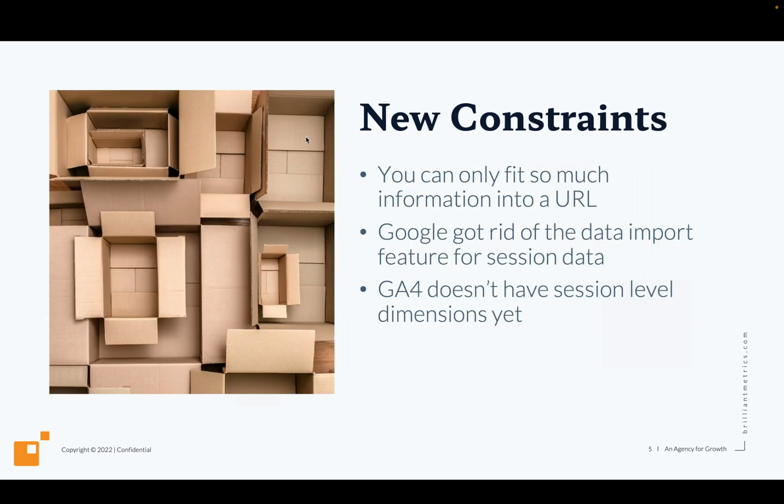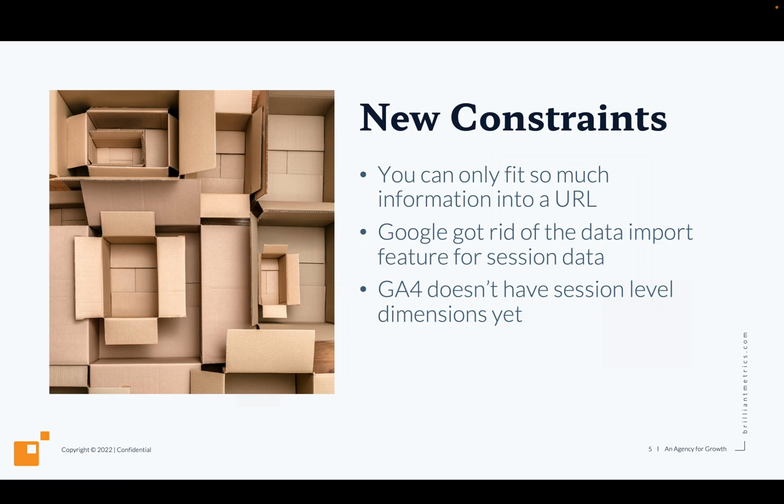But along with this new power came some new constraints. First of all, if we want to push that much information, we can't shove it all in the URL. We got around that with Universal Analytics because we used a tool called Data Import that let us import additional metadata associated with the session. Well, GA4 doesn't have a data import, and we can't shove it all in the URL. So we had to figure out a new solution. The other challenge right now is that GA4 doesn't support session level custom dimensions. So that means we can slice and dice events, but we can't slice and dice whole sessions.